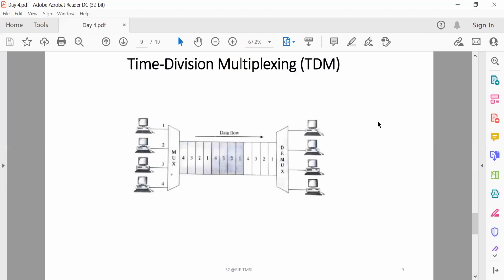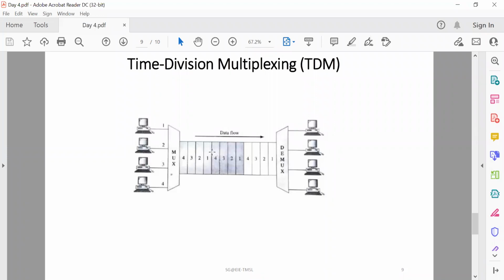Next, coming to the time division multiplexing technique, it's a digital technique that allows several connections to share the high bandwidth of the link. Now, instead of sharing a portion of the bandwidth, as happens in frequency division multiplexing, here time is shared. That's why it is named time division multiplexing. Each connection occupies a portion of time in the link.